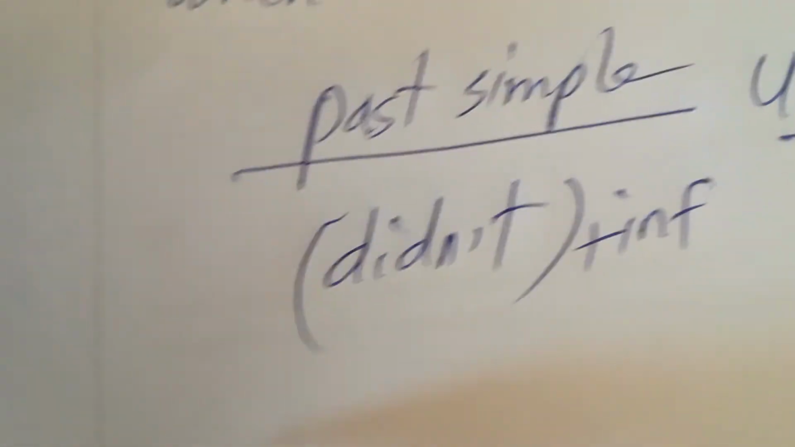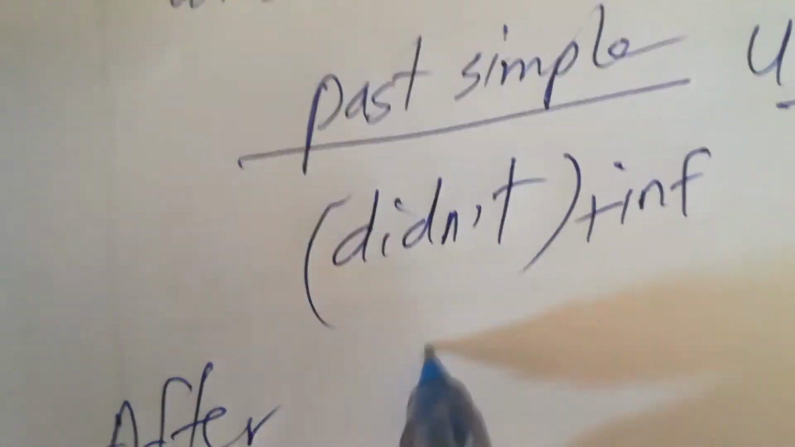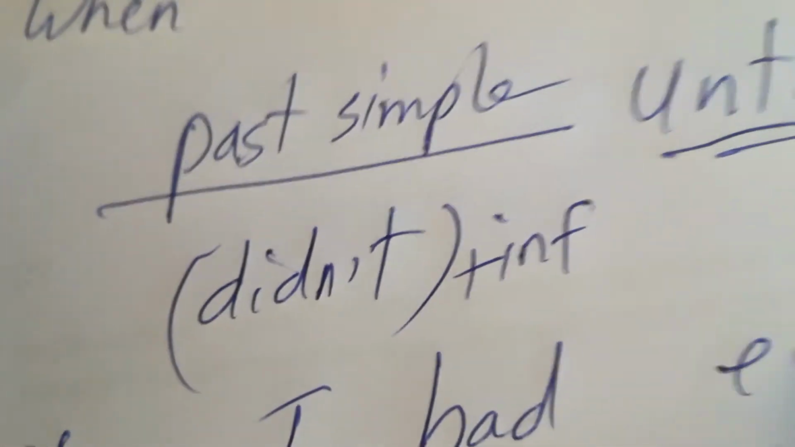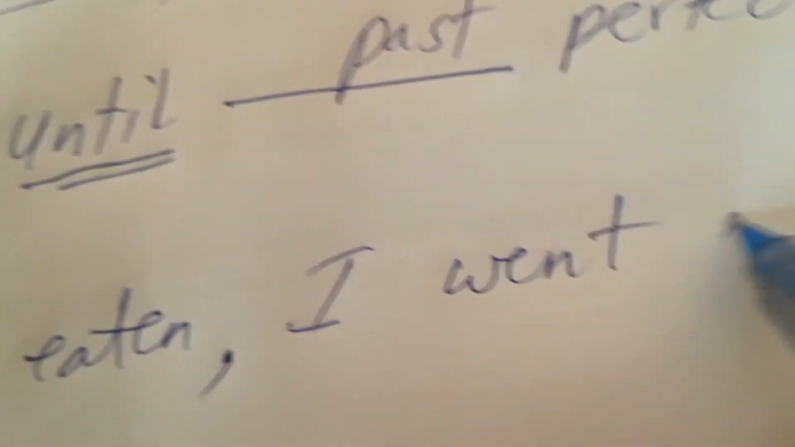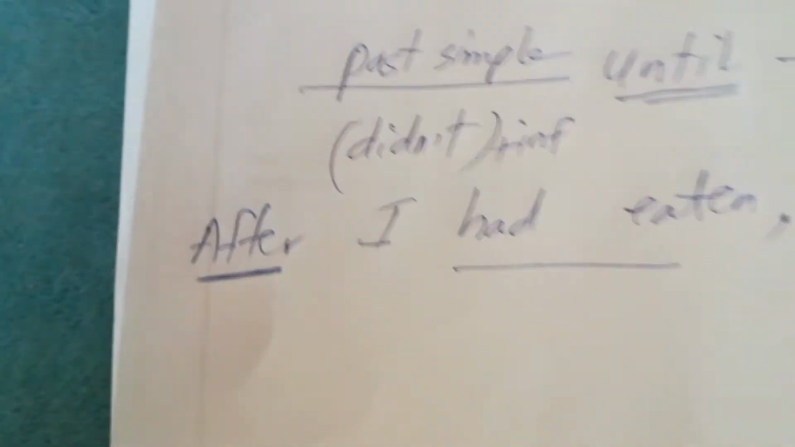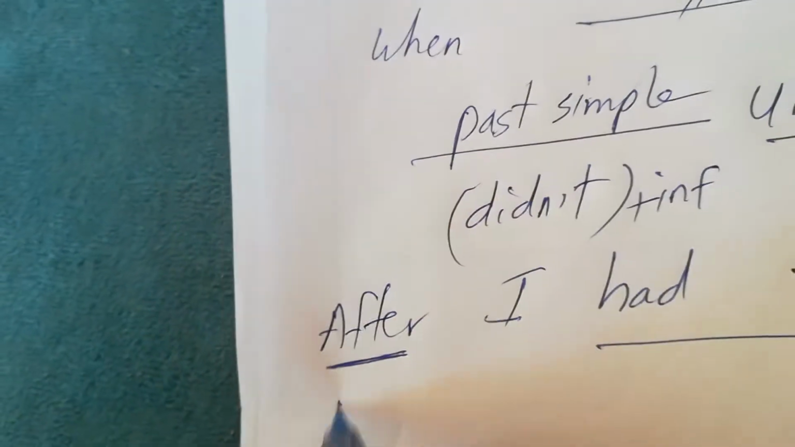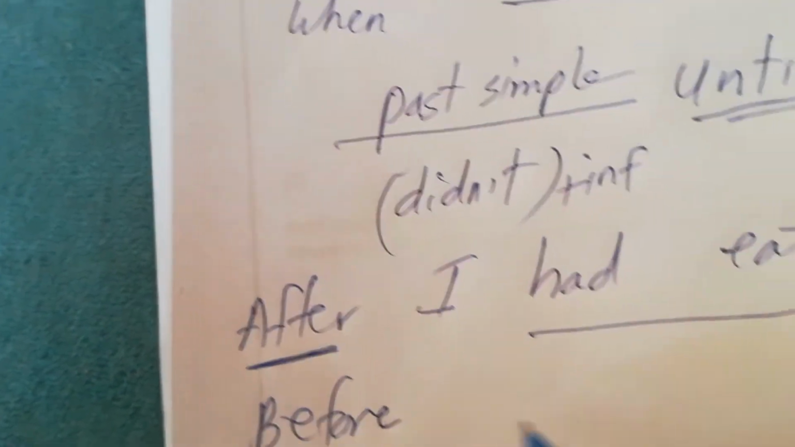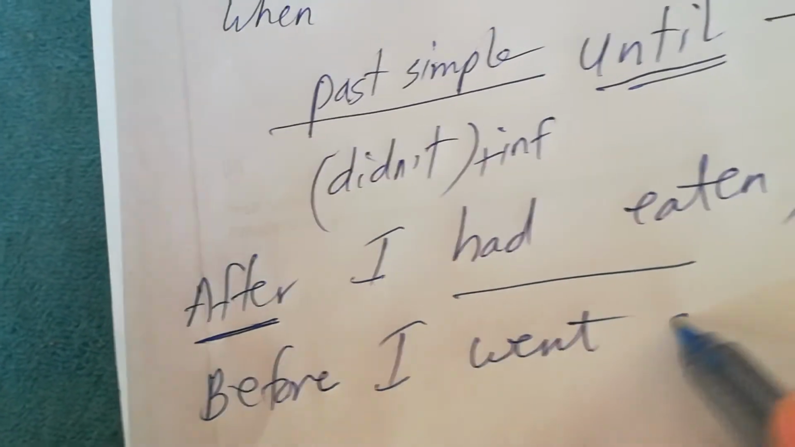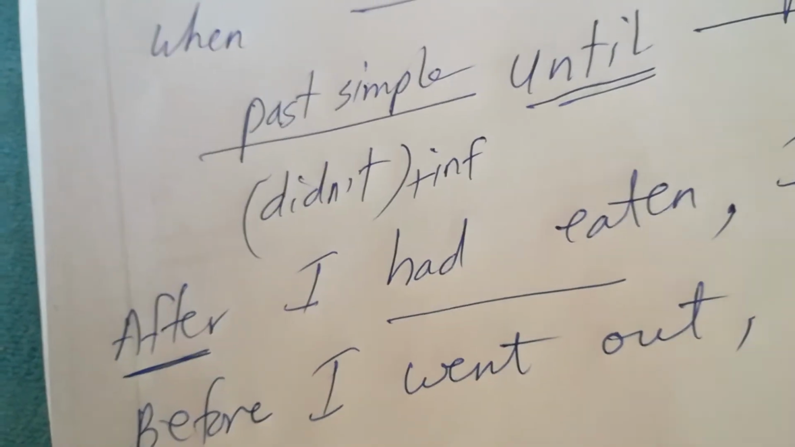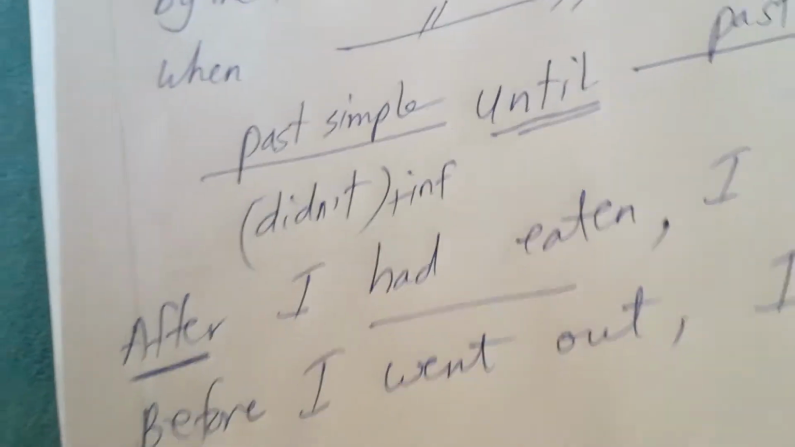For example, I say after I had eaten, I went out. Past simple, past perfect. Who can we use here instead of after? We use before. Before is the opposite. I say before I went out, I had eaten. That's right: past simple, past perfect.